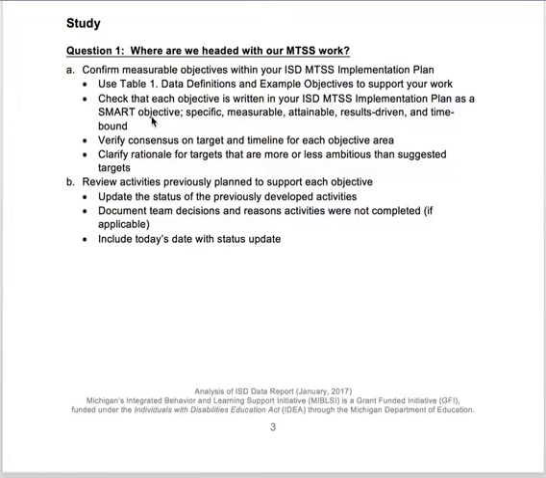What they should be doing is check to make sure that each objective is written in their ISD MTSS implementation plan, that they're each written in a smart way. Verify the consensus of their team around the target and timeline for each objective, and make sure they're clear on the rationale if they have a less ambitious goal than what is suggested. So during this section, they would open their ISD MTSS implementation plan and walk through those different objectives.